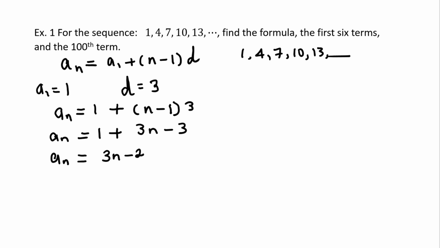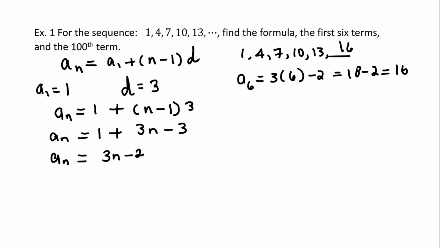Now for the first 6 terms, we're given 1, 4, 7, 10, 13. To get the 6th term, you add 3 to it, but let's make sure that the formula works. So the 6th term would be 3 times 6 minus 2. That's 18 minus 2, which is 16. So using the formula and also by increasing the previous term by 3, we get the right term.